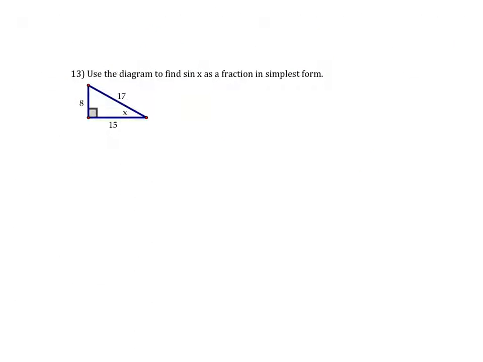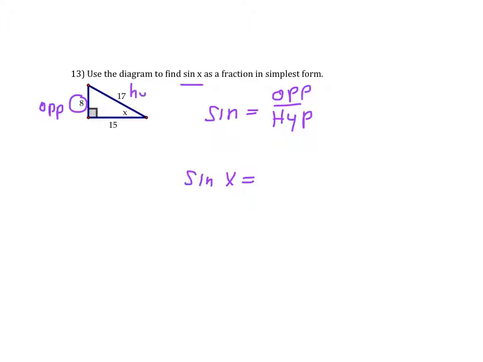Okay, number 13. It says use the diagram to find the sine of x as a fraction in simplest form. So recall that we just reviewed our 3 trig functions. Sine is opposite over the hypotenuse. So the sine of x will be equal to the ratio of the opposite side, 8, over the hypotenuse of 17. So 8 over 17 is our final answer. No need to find the angle. The directions just say to use the diagram to find the sine of x as a fraction in simplest form. So this is it.